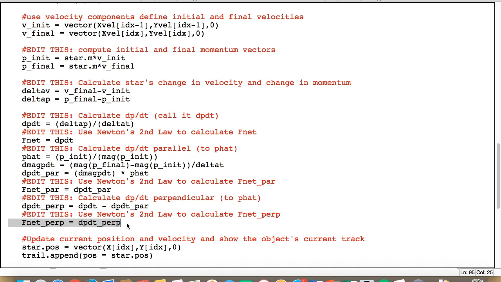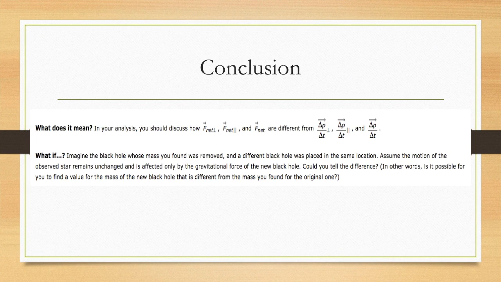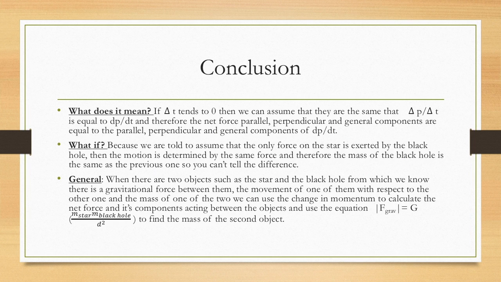So, for our conclusion, we were asked to discuss how the perpendicular, parallel, and general net force are different from dp dt, delta p over delta t perpendicular, parallel, and general, how they are different. And what if the black hole was changed for another black hole, but the motion of the star was the same, and whether or not we were going to be able to tell the difference.